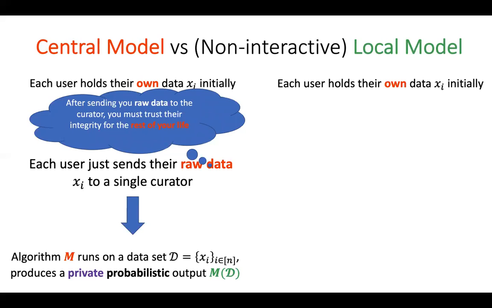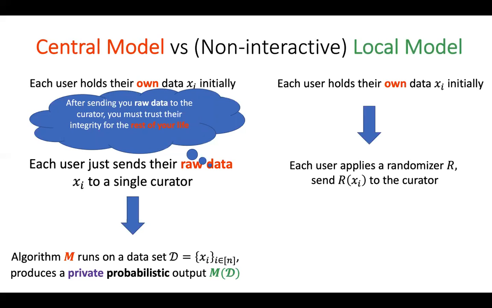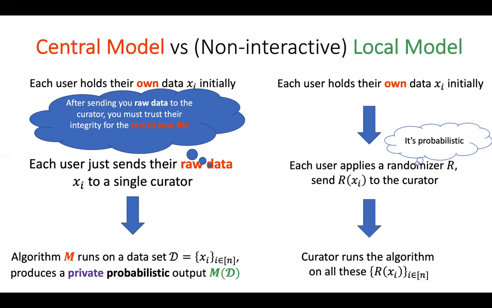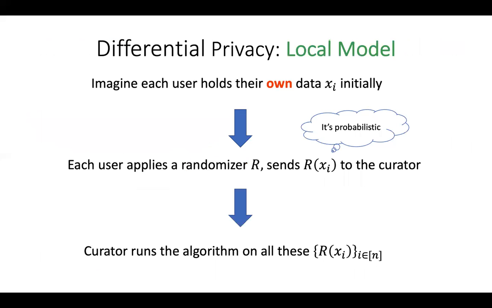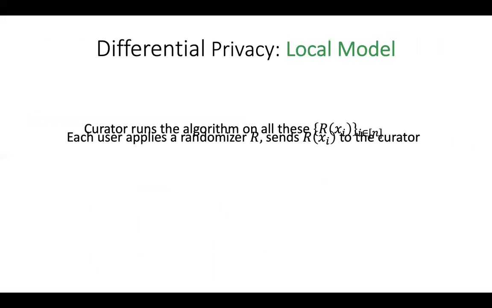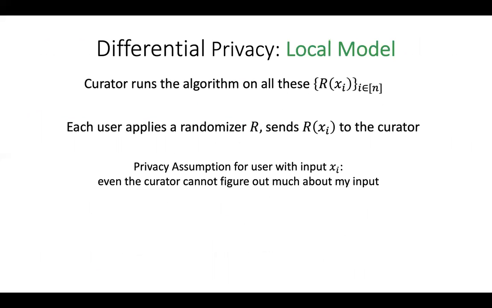And in the local model, instead of sending the raw data, the user first applies a randomizer R on the input and sends the output of the randomizer to the curator. The curator runs the algorithm on the messages sent by the users without knowing their original data. So the local model wants to ensure that even the curator cannot learn anything about the user data.